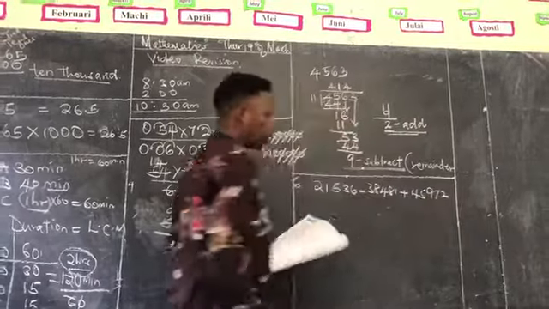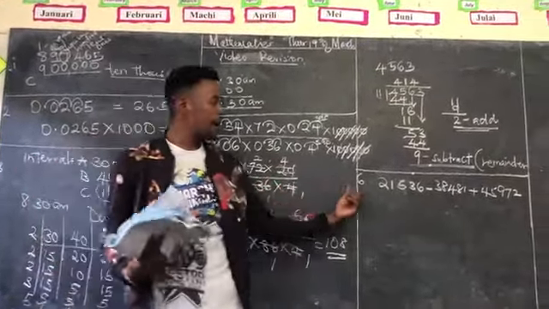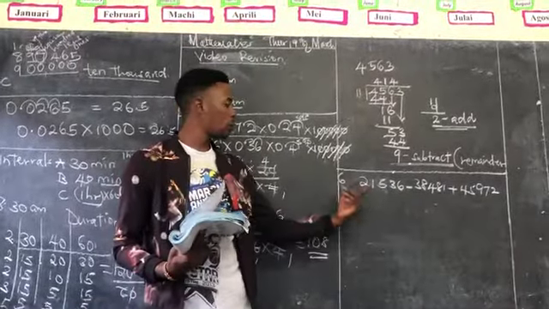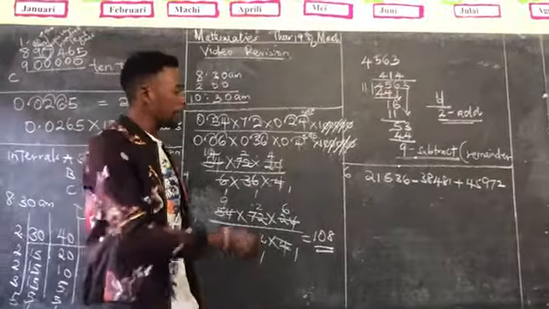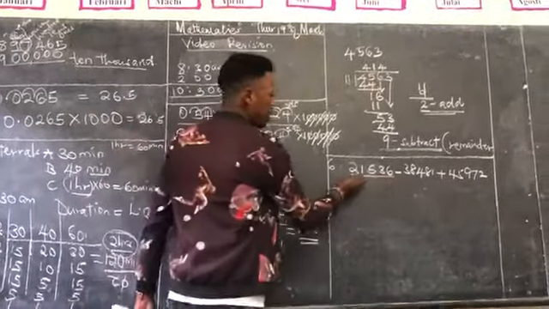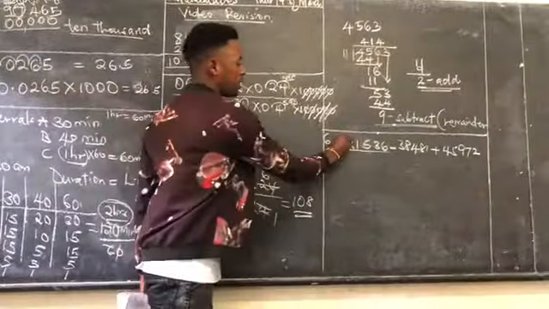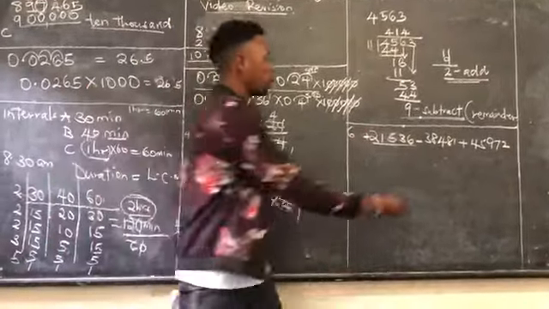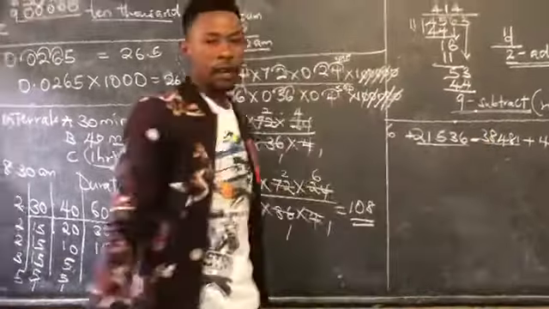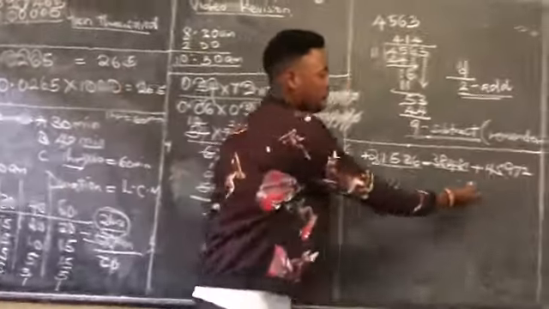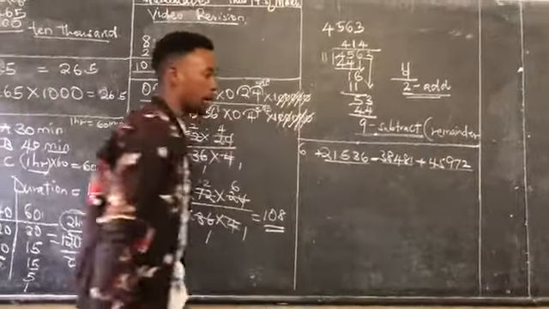45,972. I've told you that every number bears a sign with it. So if you consider our first number, 21,536, that's a positive number. 38,481 is a negative number. And 45,972 is a positive number.